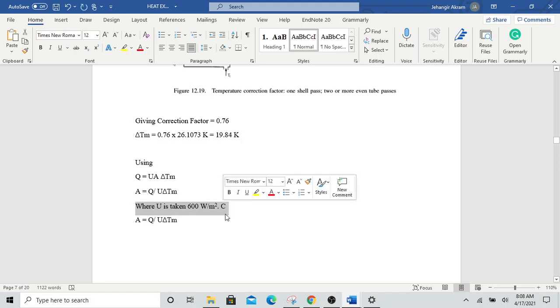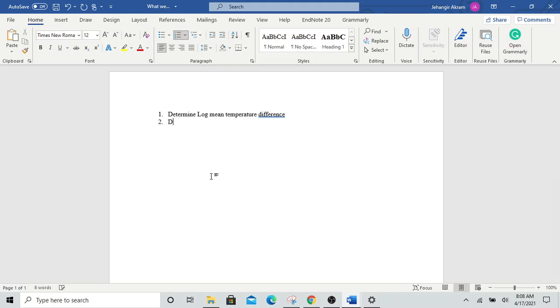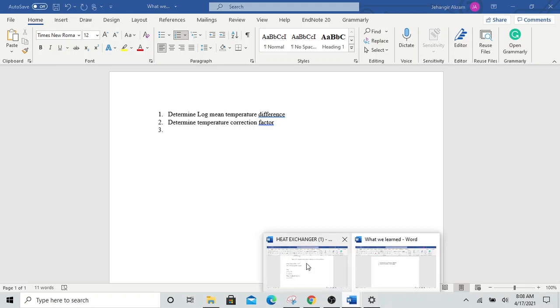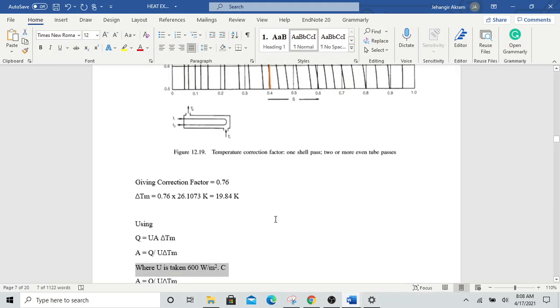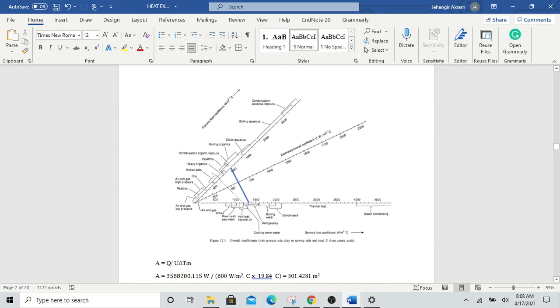Before that we will also have to determine the temperature correction. After we have determined our temperature correction factor, we will be moving to our Q. But for Q, we have to find our value of the heat transfer coefficient. So I will tell you a simple trick how to find the heat transfer coefficient.